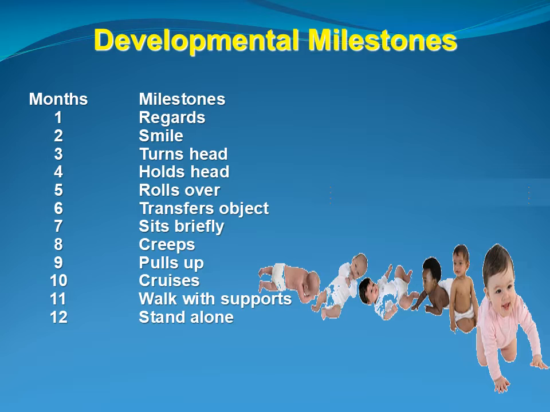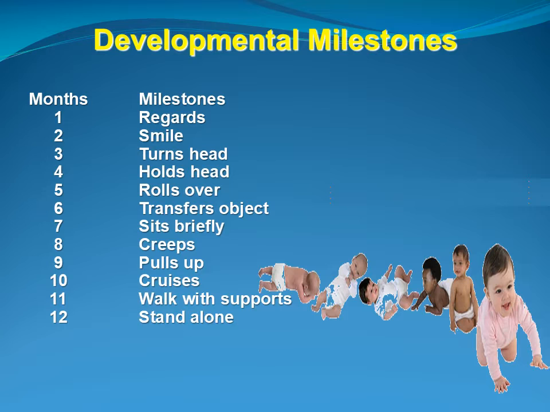Now these milestones develop in a cephalocaudal manner, meaning to say that development starts from the head and ends on the lower extremity. At the first month of age, a child or an infant is only able to regard, and then at second month able to smile, third month turns head. Take note that the third month the child is only able to turn his head primarily because this is only the time when the cervical spine starts to develop. At fourth month he is able to hold his head or has control over his head.